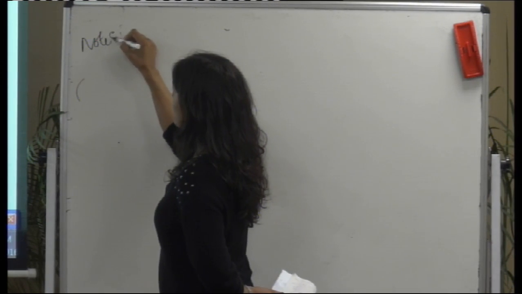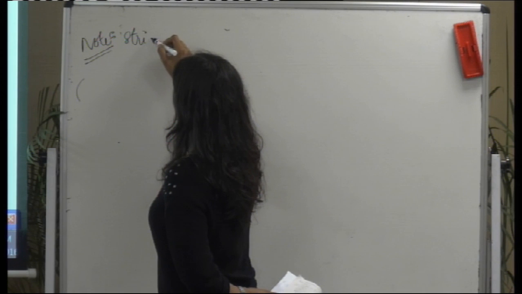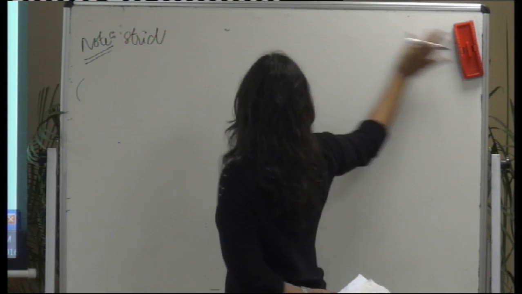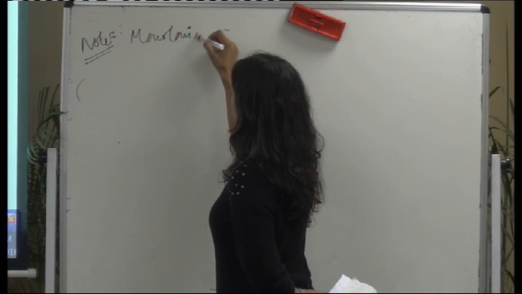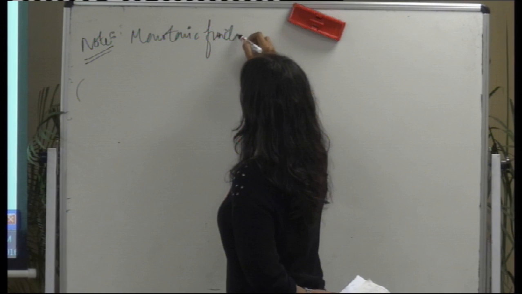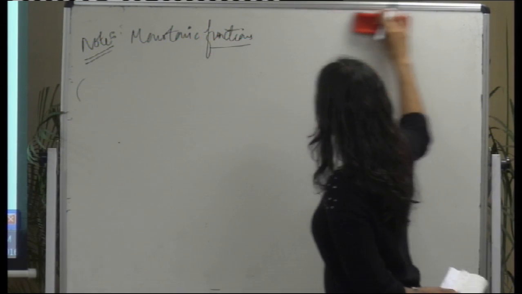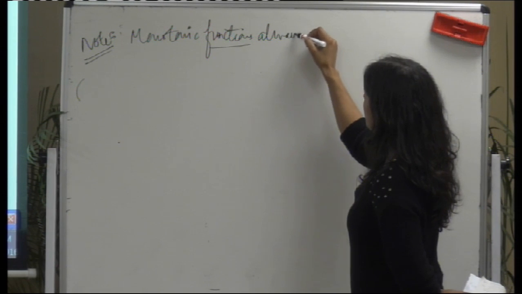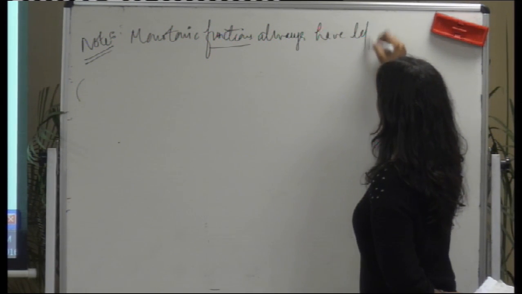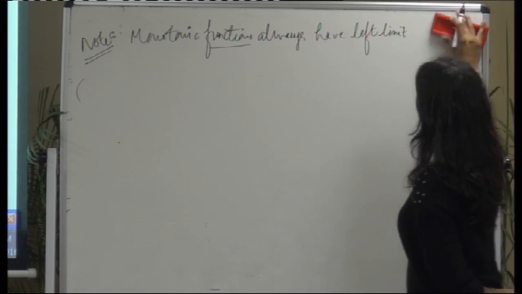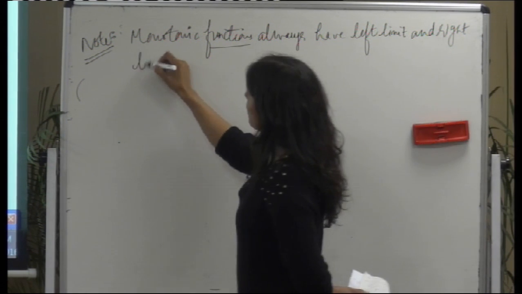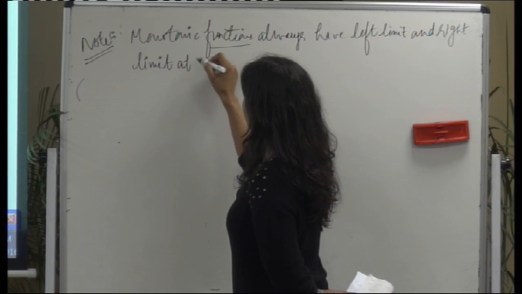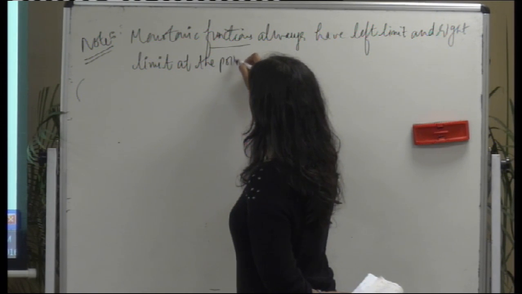Okay, now one more note you can note down. Strictly increasing functions or monotonic functions, I think I should write monotonic. Monotonic functions always have left limit and right limit at the points of the domain.